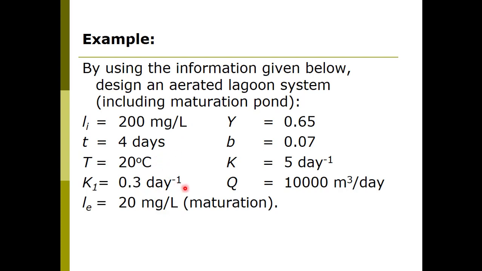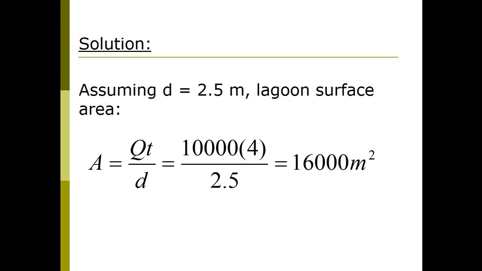K1 is 0.3, and K for the dissolved organics is 5 per day. B and Y are given. Q is the flow, 10,000 cubic meters per day, and Le after the maturation, which is the final combined effluent, is 20 milligrams per liter. Let's see how we deal with these numbers one by one.